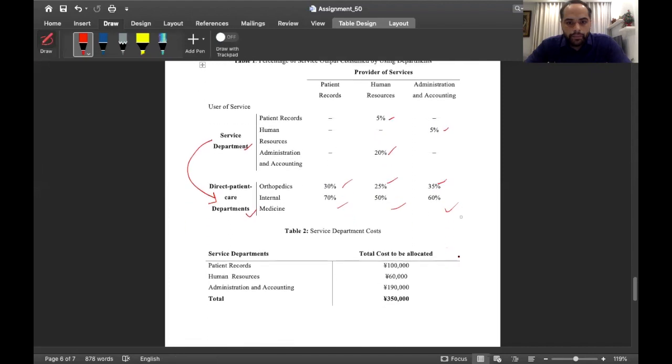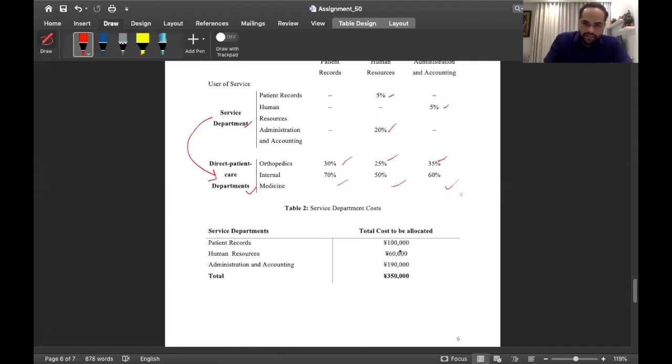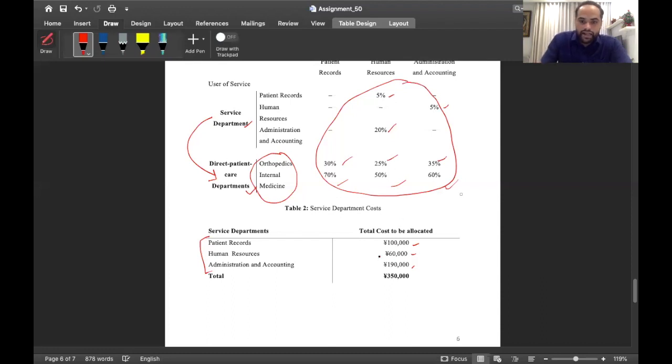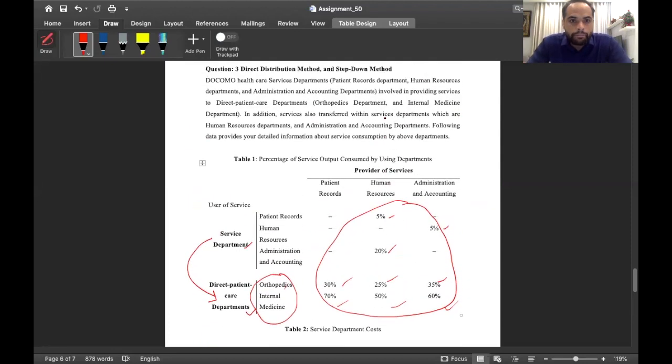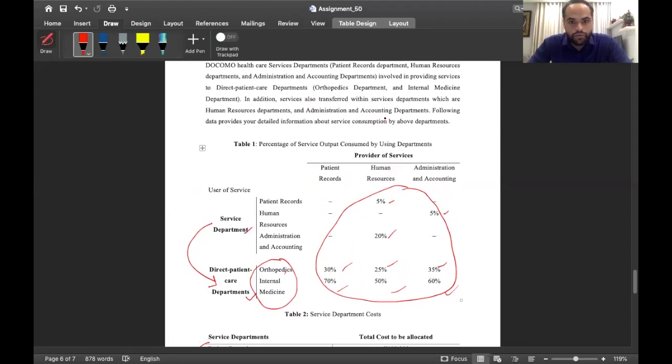And this is the cost, of course, these costs from the service department, right? So you have to allocate these 3 costs among these 3 non-service departments using this base, right? This is the allocation base. Using the allocation base, you have to allocate these 3 numbers among these 3 departments using these 3 different allocation bases, all right? So this is your question 3 scenario.